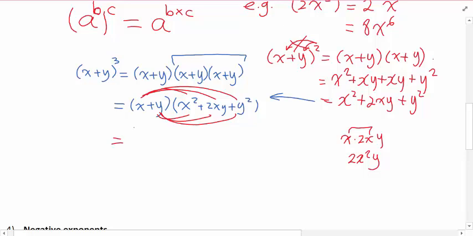All right, let's see. So this is x times x squared, which is x cubed. This one times this one is plus 2x squared y. And then this one times this one is plus xy squared. Plus y times that is x squared y. This times this is plus 2xy squared. That times that is plus y cubed.